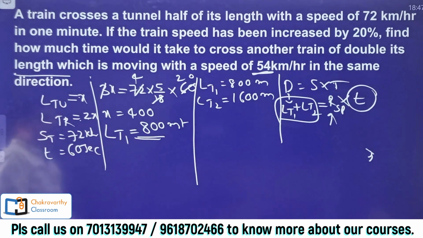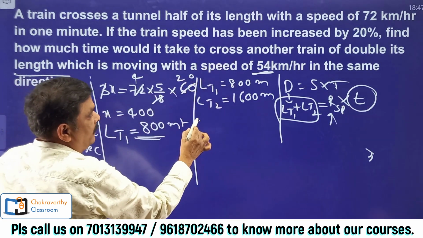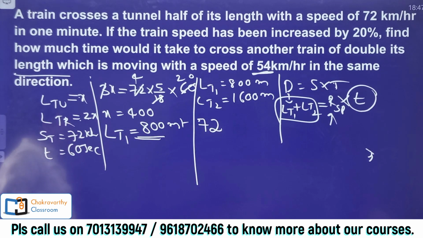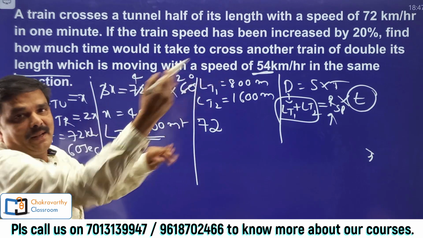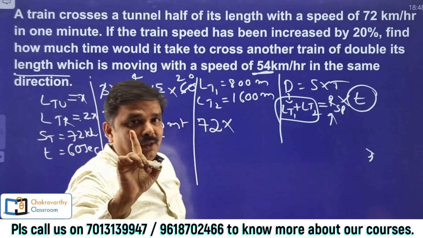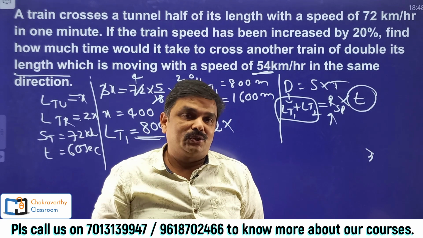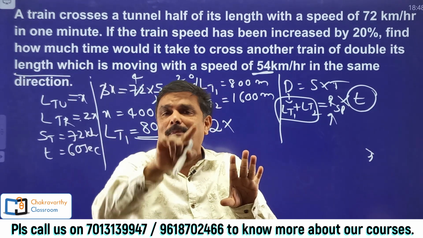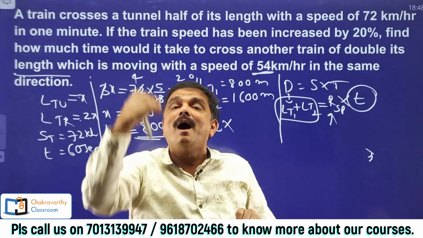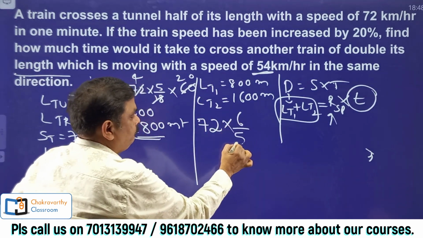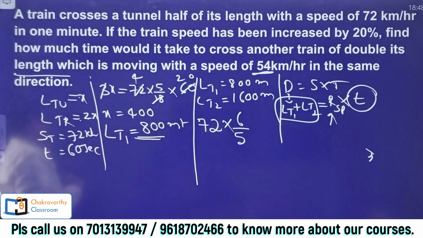To find out the speed, the original speed, the previous speed, was 72 kilometers per hour. Now it has been increased by 20%. Increased by 20% means, I taught this in the percentages chapter, 72 increased by 20%. Simple, multiply it by 120 by 100, or 6 by 5. So clearly 6 by 5. This is the increased speed.